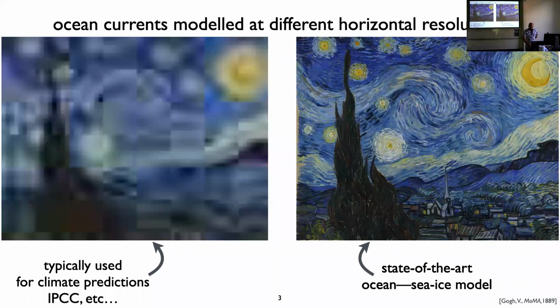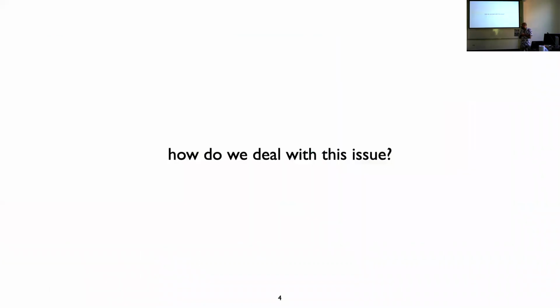To give you a perspective, if we were going to the Museum of Modern Art, this is the kind of art that the IPCC report would be looking at. I mean, it's still beautiful, but a lot of details are gone. So, how do we deal with this? That's the holy grail question: how do we deal with this discrepancy?